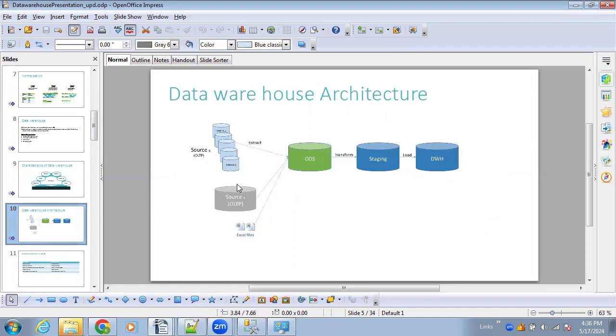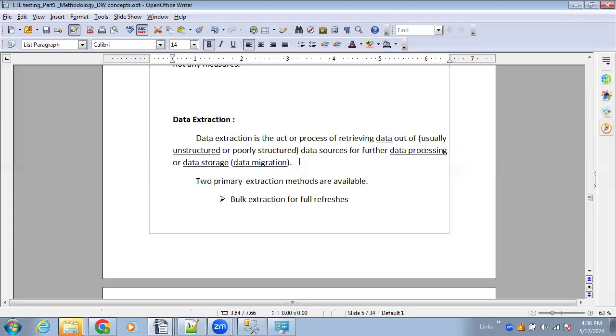Okay. During this extraction process, we know that it is getting from the OLTP source databases, files, and different databases, the sources. And then this is an operational data store, or we are calling it a landing zone, right? In this data warehouse architecture, the landing tables and all. So what is extraction? Extraction is the act or process of retrieving data out of data sources, disparate sources, usually unstructured or poorly structured, meaning from the files also we are extracting, right? So who will do this extraction? The ETL tools.